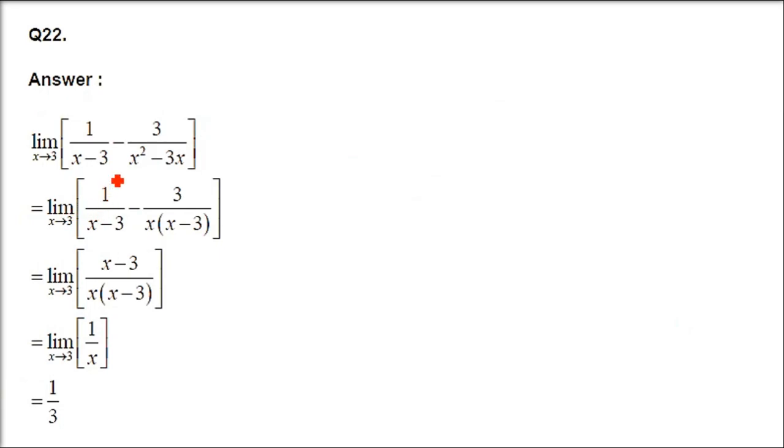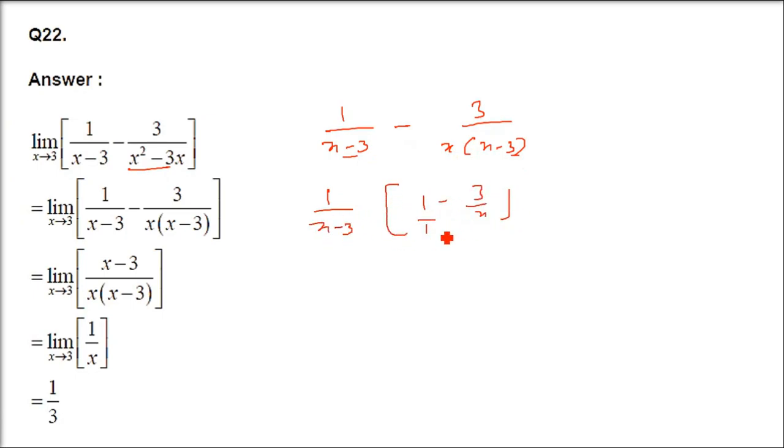Question number 22. This has also been done, so I'll just tell you quickly. 1 by x minus 3, take x common, so x minus 3 you have. Now 1 by x minus 3 you can take common outside. So you have 1 minus 3 by x, so you have this (x minus 3) by x. Already you know x tends to 3, so x minus 3 has to be factored. This gets cancelled. You have 1 by x, and x is 3, so 1 by 3 is the answer.